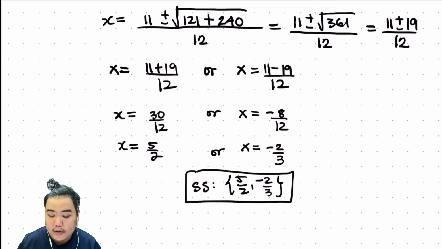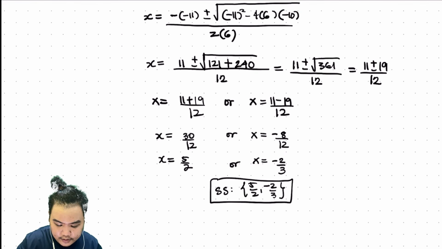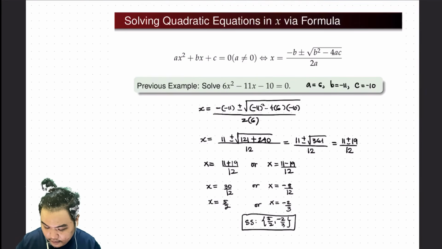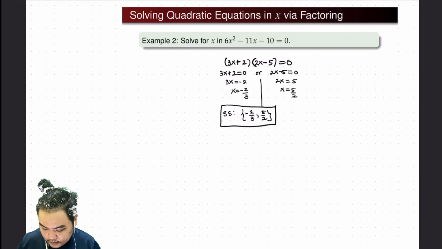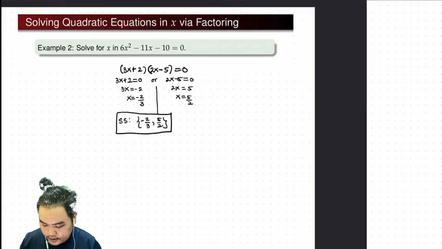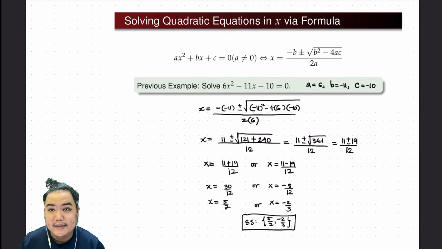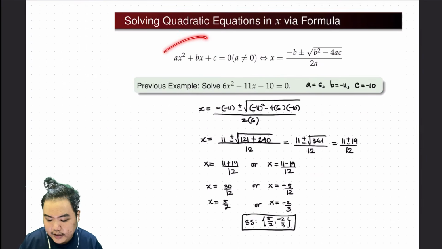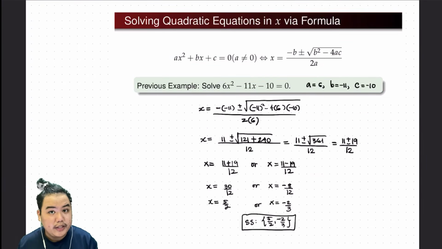Okay, pareha ba nang nakuha natin sa previous example? Let us check ha. Ano yung sagot natin? 5 over 2, negative 2/3. Okay, tama. 5 over 2, negative 2/3. Okay. So, ang galing, no? Ang galing ng quadratic formula. So, nag-work yan for any quadratic equation. So, substitute nyo lang and then simplify. Pagka-substitute nyo, yun na yun. Simplify na lang.